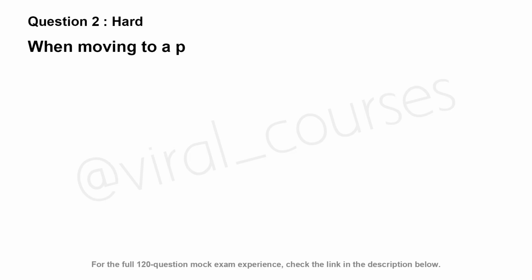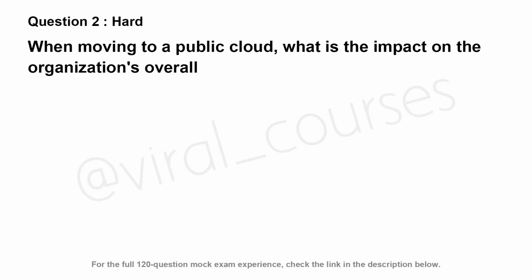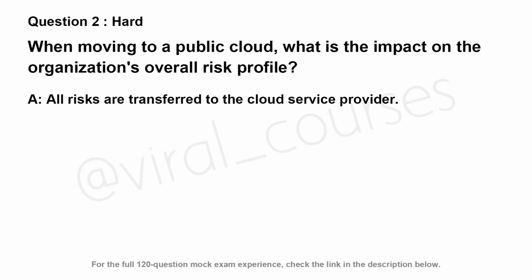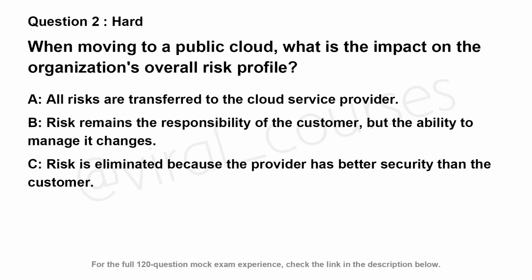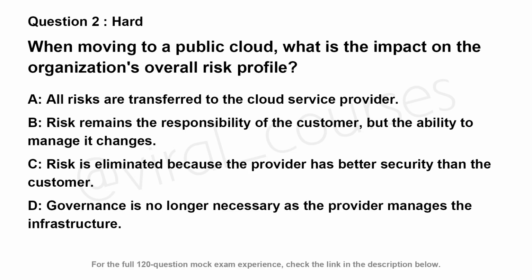When moving to a public cloud, what is the impact on the organization's overall risk profile? Option A. All risks are transferred to the cloud service provider. Option B. Risk remains the responsibility of the customer, but the ability to manage it changes. Option C. Risk is eliminated because the provider has better security than the customer. Option D. Governance is no longer necessary as the provider manages the infrastructure.